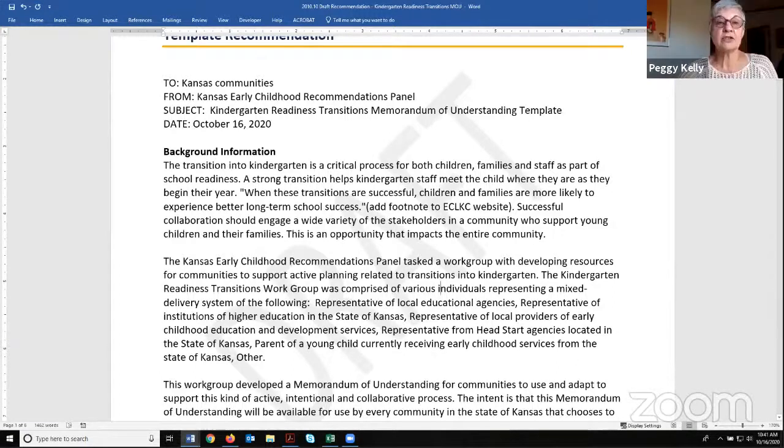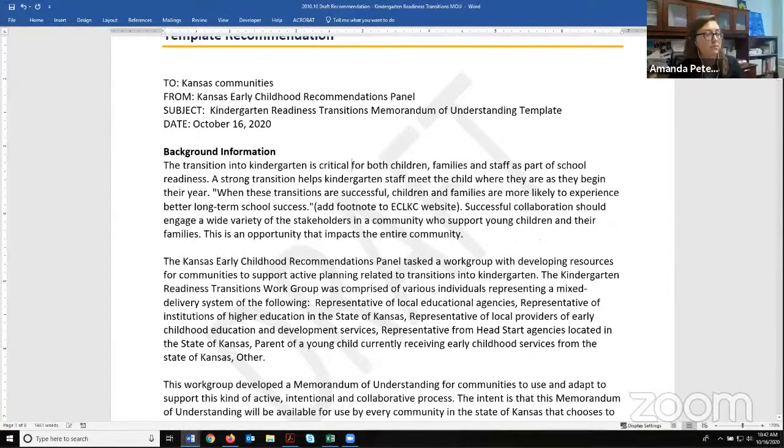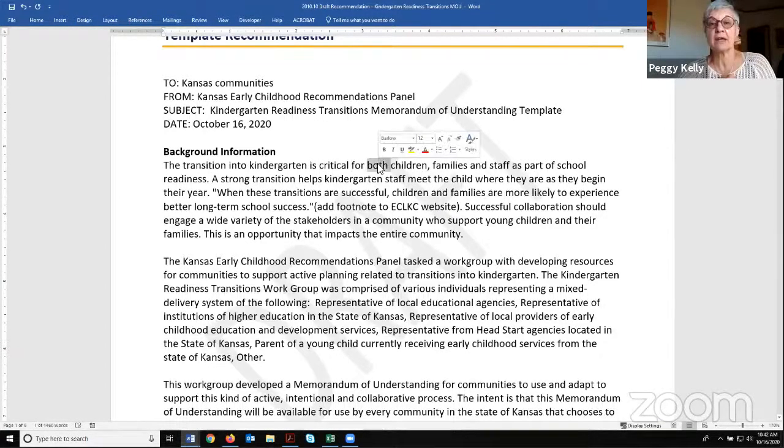I think in the first sentence, we could say the transition into kindergarten, this is Peggy, is critical for both children, families. Take out the "a process" there. And take out the "both," because we added staff in there, so now it's three. Thank you.